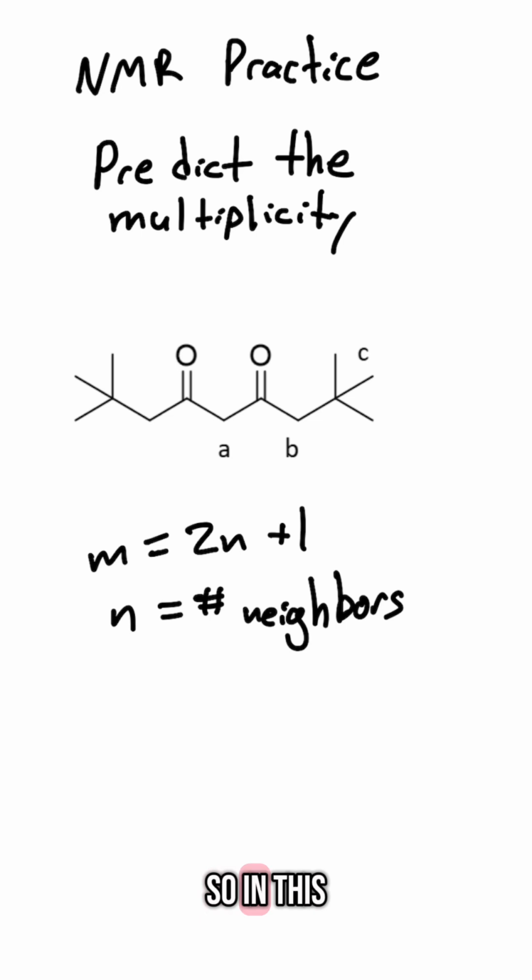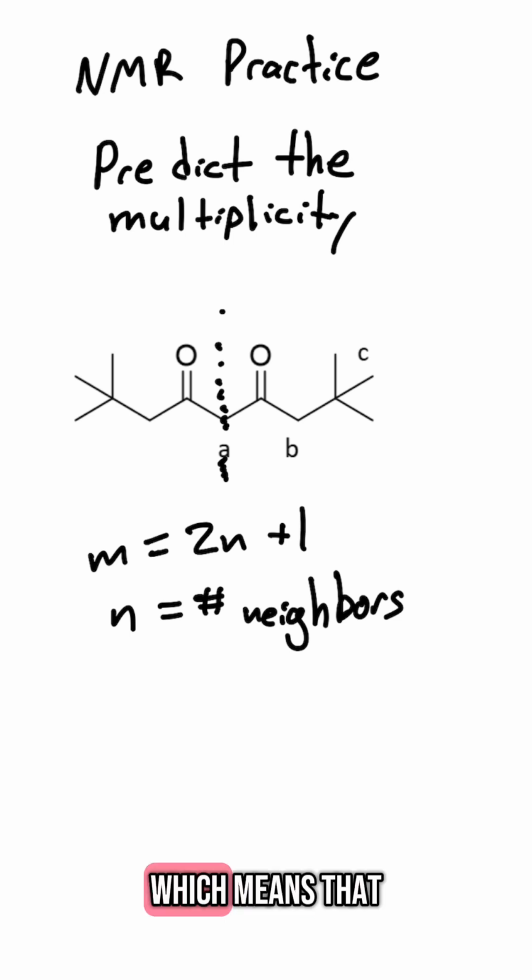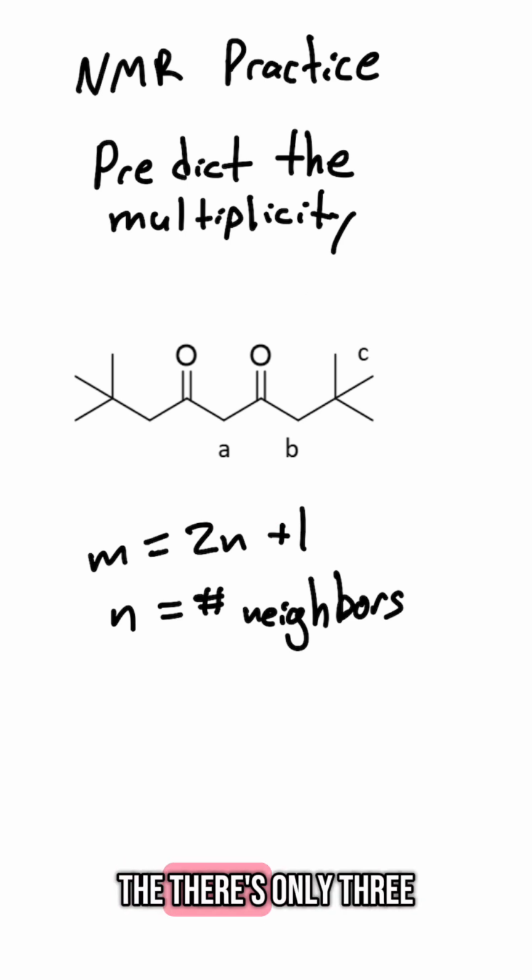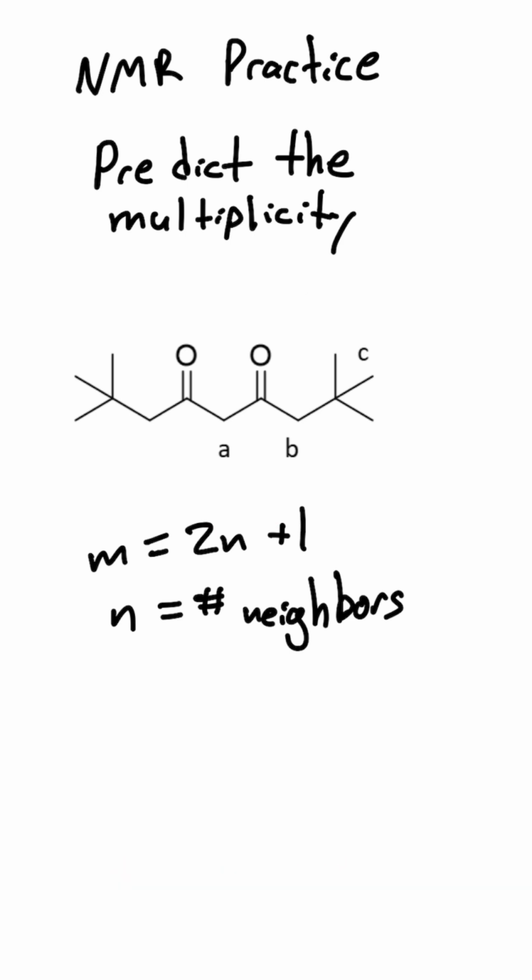So in this example, we are tasked with finding the multiplicity of this spot here, and this spot. And if you're wondering why we're not doing this one, it's because there are no hydrogens there, so it will not have a proton NMR signal. If you're also wondering why we're not doing these ones, it's because this is a symmetric molecule. You can cut it in half. There's a plane of symmetry, which means that these are identical to these. So there's only 3 chemically unique proton signals here.